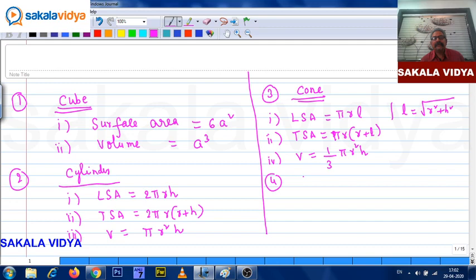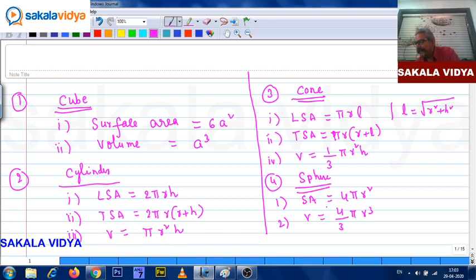Next, sphere. So, surface area equal to 4 pi r square, volume 4/3 pi r cube. Generally, you know the square, rectangle, equilateral triangle, that I won't discuss. Cube, cylinder and cone is enough.